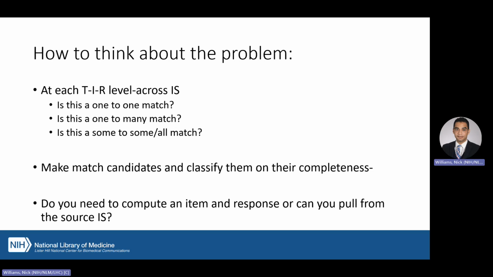So in this way, you might start to think about matching candidates and classifying them on their completeness, either left to right or right to left. Further, you can consider if you need to compute an item and response, or can you pull directly from the source information system without making any changes? And in the case of full date of birth to birth month, birth date, birth year, you would need to do a calculation, but it's pretty straightforward. There are obviously more complex examples than this.